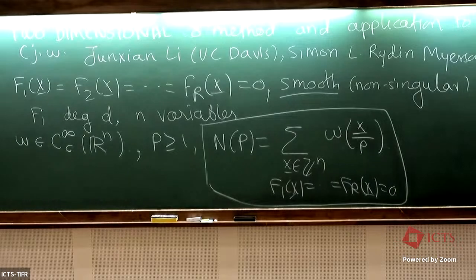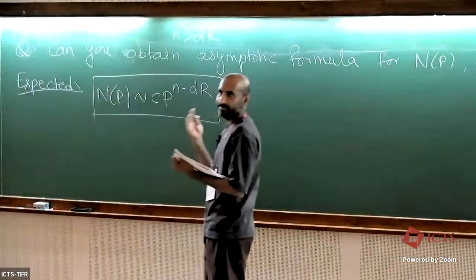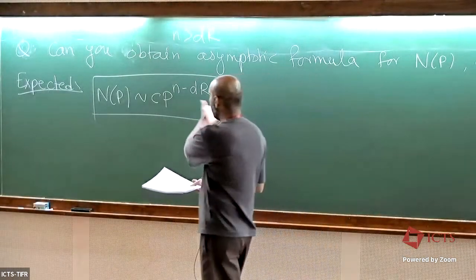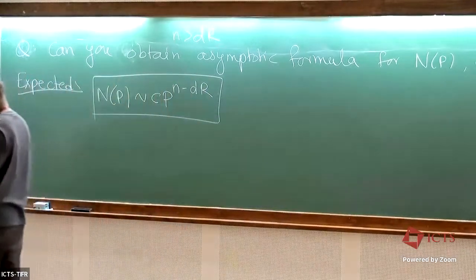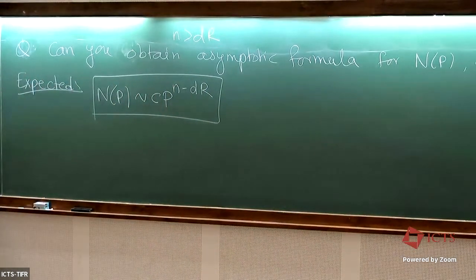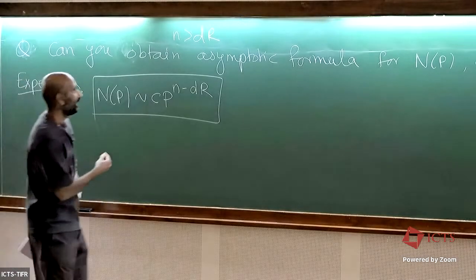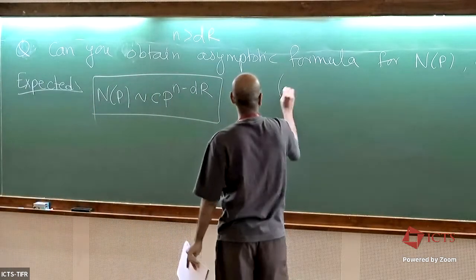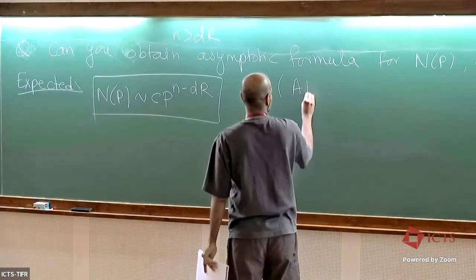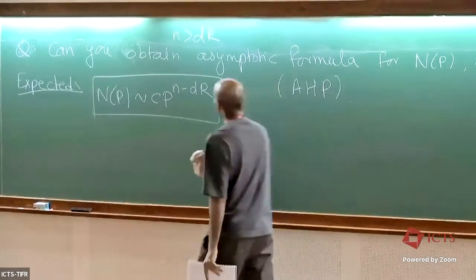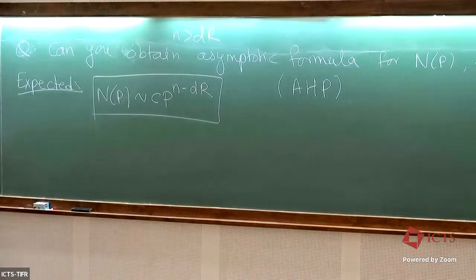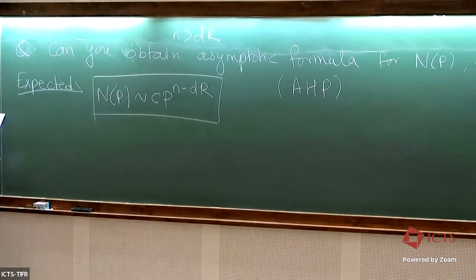Yeah, at the end it will be much bigger. Yeah, you need n bigger than dR for this formula to be true, for any hope of this formula to be true. And this kind of Hasse principle is sometimes also called the asymptotic Hasse principle or analytic Hasse principle, which will be the focus here.